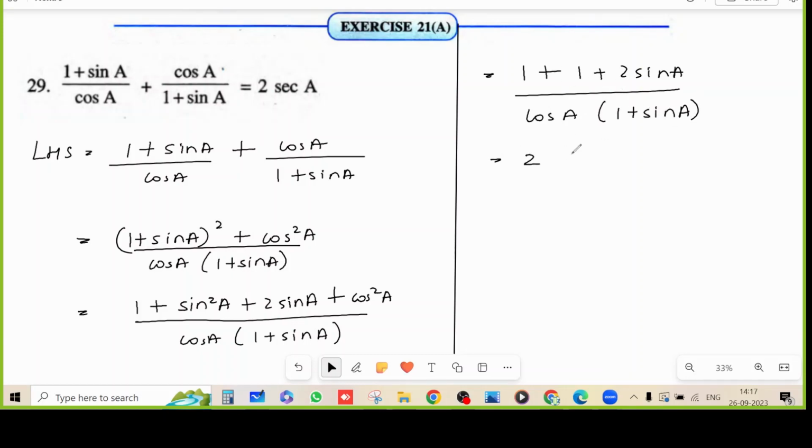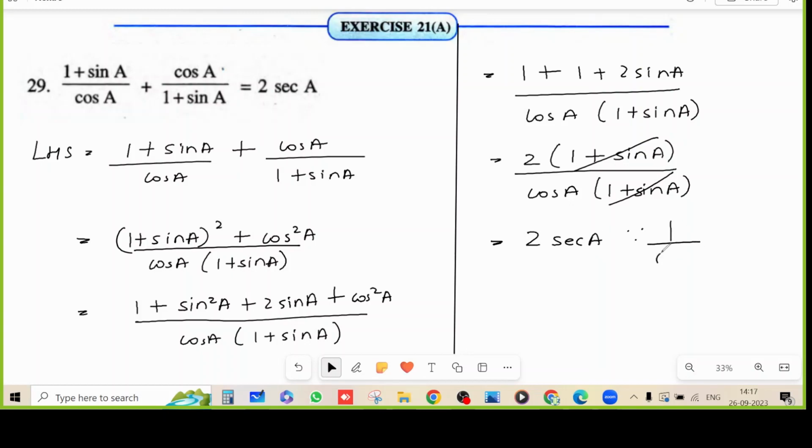Now 2 can be taken out common from the numerator. So this will become 2 into 1 plus sine A, and the denominator will remain cos A into 1 plus sine A. 1 plus sine A, 1 plus sine A will get cancelled out. So this will become 2 by cos A. Now 2 by cos A is equal to 2 sec A, since 1 by cos A is equal to sec A, because cos A and sec A are the reciprocals of each other, and this is equal to the right hand side. Hence we have proved that the left hand side is equal to the right hand side.